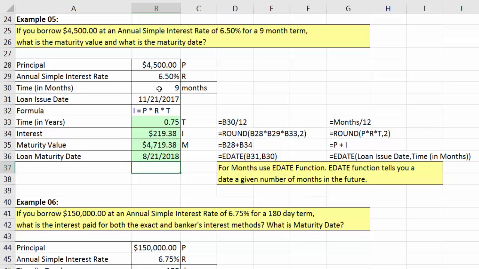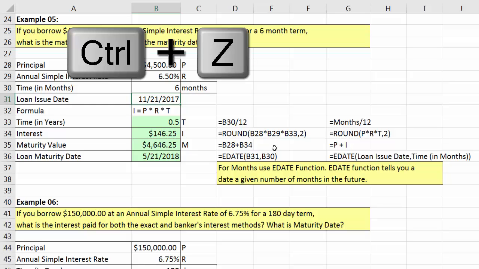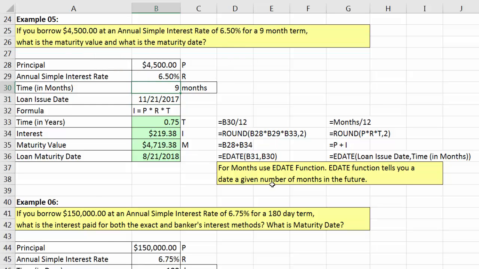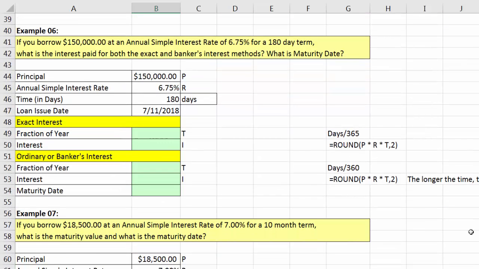8/21/2018. And of course, the beauty of Excel is if that actually was not 9, it was 6, I could simply type 6 and enter, and everything updates. Now I'm going to Control Z on that. 9 months. Now let's look at our next example, example 6.